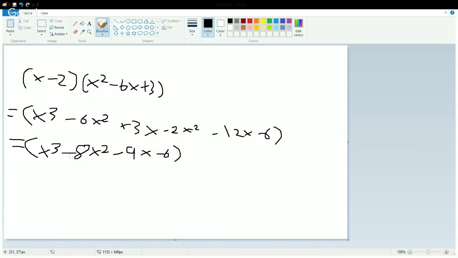So this is x cubed minus 8x squared minus 9x minus 6. Yeah, this says you're incorrect. I'm incorrect? Yes, for my work. Let me double check again. Hang on, it's possible I screwed something up here.